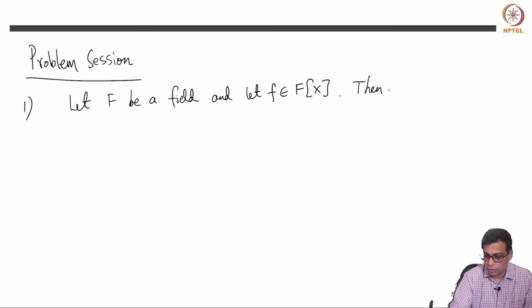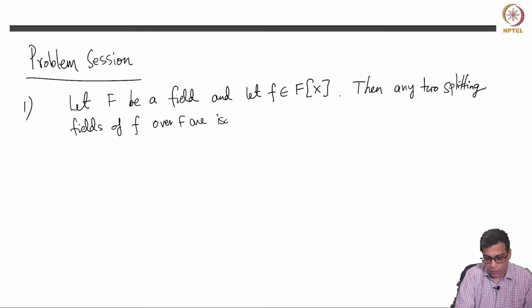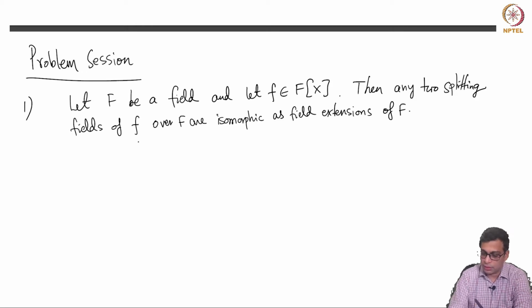Then any two splitting fields of f over F are isomorphic. Okay, so they are isomorphic as field extensions of F, not just abstractly isomorphic as fields, but as field extensions of F, that is, they are F-isomorphic.